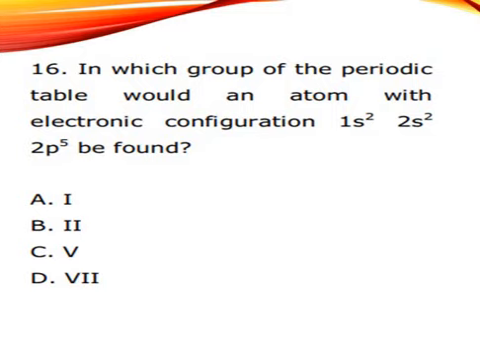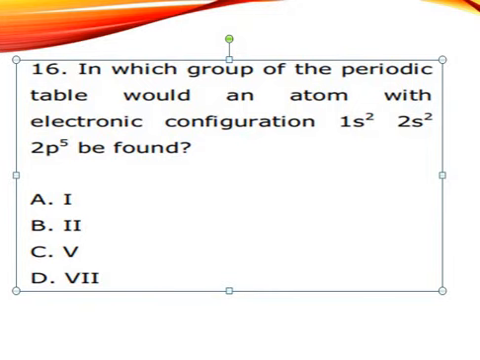So question 16 says, in which group of the periodic table will an atom with electronic configuration 1s2, 2s2, 2p5 be found? For you to determine the group of any element in the periodic table, you take a look at the number of its outermost electrons. So here we have a filled orbital of 2, and then we have 2 and 5 making 7. Therefore, the group of this atom is group 7. That means it's a halogen. So your answer here is D, 7.